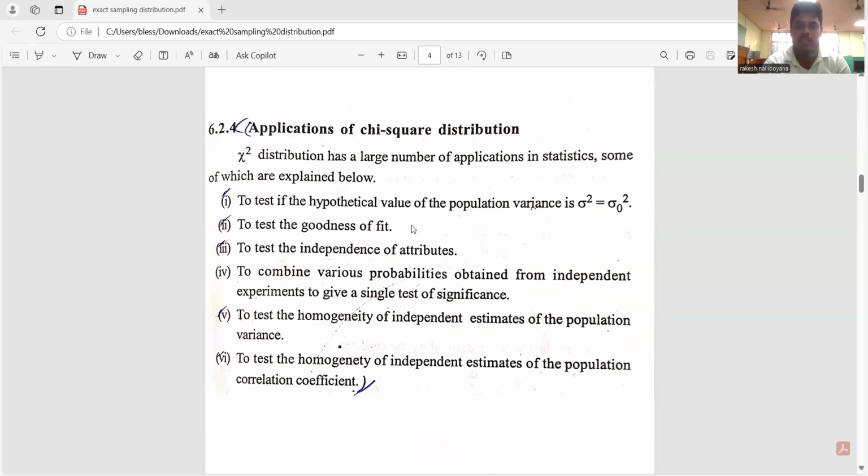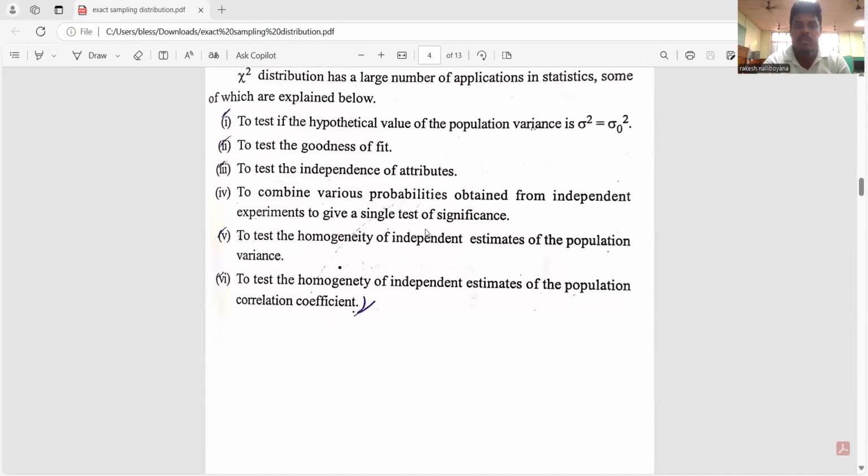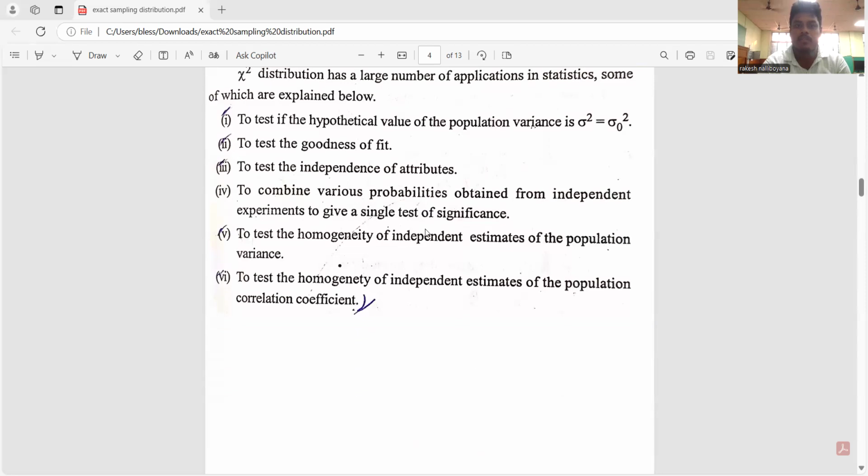So we can measure by the chi-square test, and also we can test the independence of attributes. Attributes means qualitative data, for example smoking and non-smoking habits, as a yes or no. So whenever we want to check the independence of the attributes, we can use the chi-square test, and also to test the homogeneity of independent estimates of the population variance, and also combine the variance probabilities obtained from independent experiments and give a single test of significance.